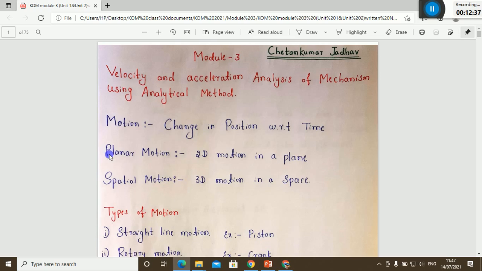For your syllabus, only this is there, the second one, that is planar motion, 2D motion in the plane. Whenever you are writing on a blackboard with a chalk piece, the chalk piece is restricted to only that blackboard. You can write along the x-axis, you can write along the y-axis. You cannot go inside and you cannot go outside. If the motion is restricted to only two directions, you can call it a planar motion. For your syllabus, this is there, not the spatial motion.